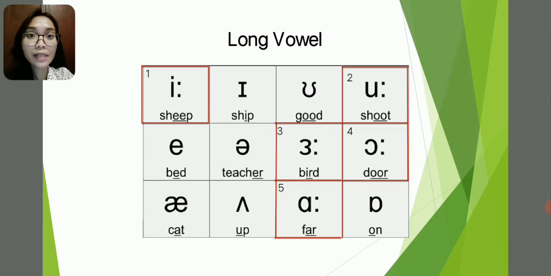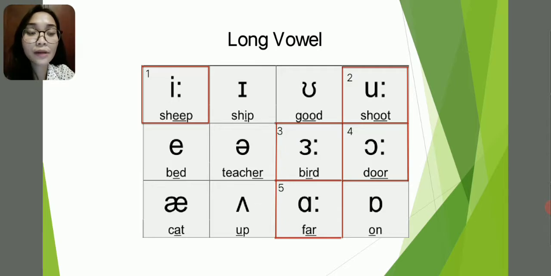The first sound of the long vowels is ee, for example, sheep. The next is oo, for example, shoot. The next is er, for example, bird.